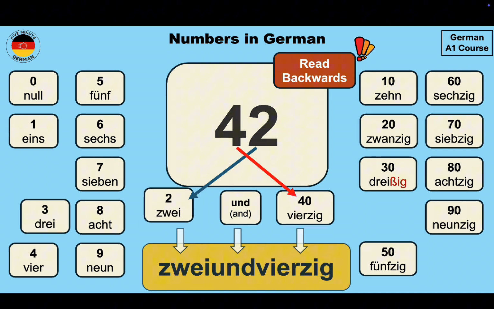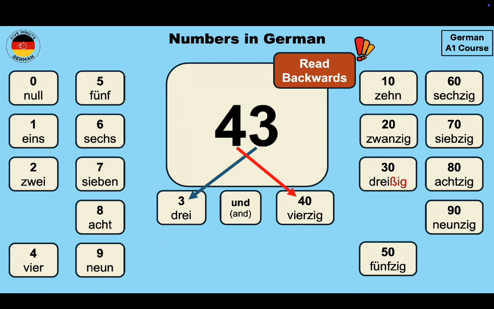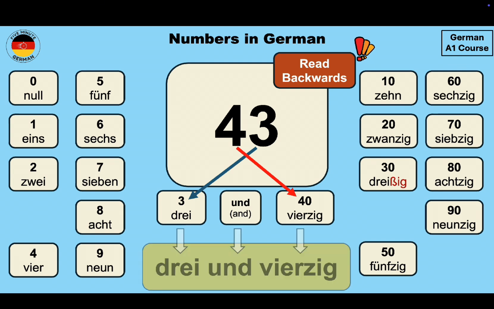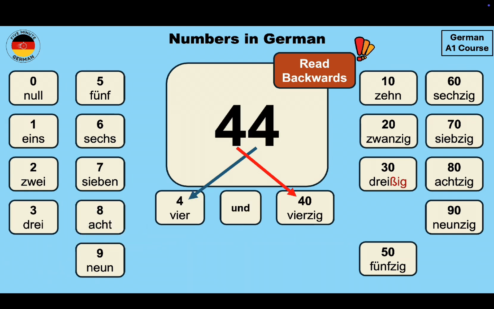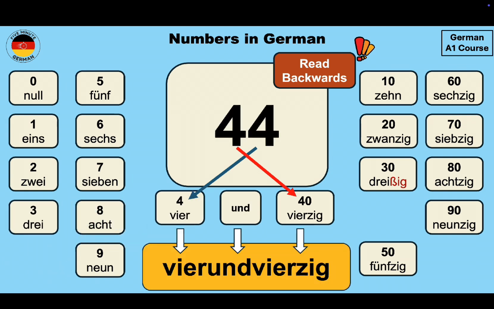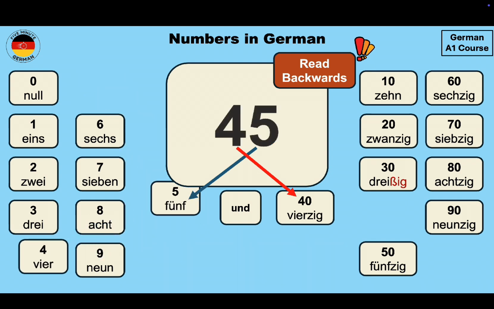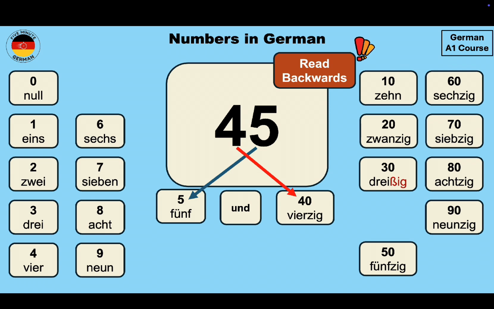Let's take another number, so 43 now. This will also follow the same pattern. So we have the 3 at the start, 40 at the end, and both will be connected with the und in between. So it will be 43, and we will remove the spaces. Let's take another number. So 44. The next number 45 will be 45.